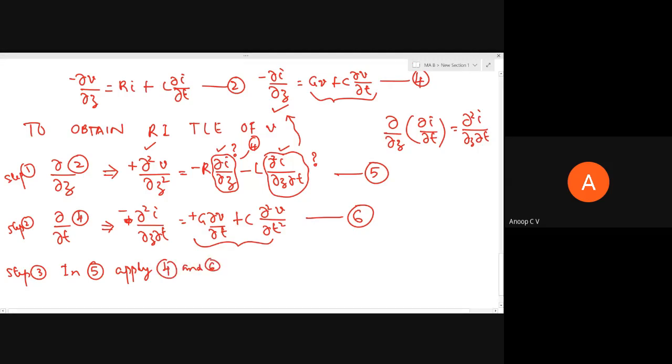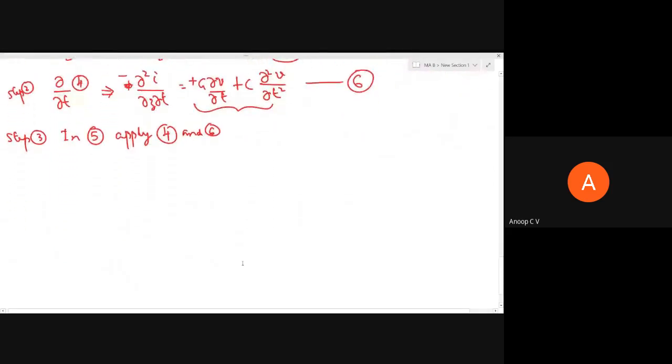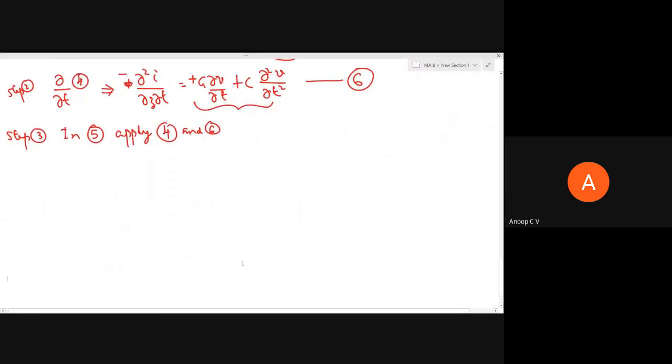What do you mean by apply equation 4 and equation 6? There is dou I by dou Z here in equation 5. You replace that with GV plus C dou V by dou T from equation 4, right? This minus dou I by dou Z is replaced with GV plus C dV by dT. And there is another term, minus dou square I by dou Z dou T, here. You replace that with the RHS of equation number 6. That's it, right? So hopefully that will give us the transmission line equation of voltage in real instantaneous form. So that's what we are going to do now.